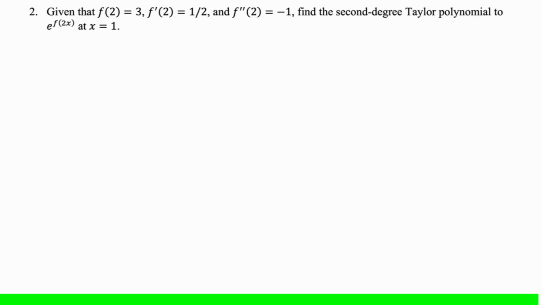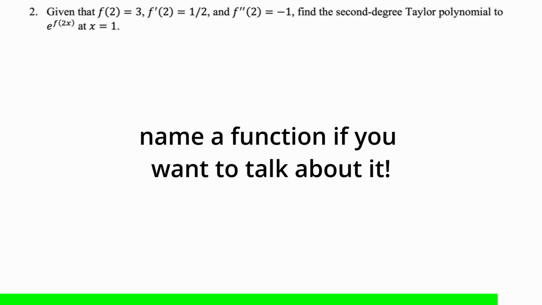Given that f of 2 is 3, f prime of 2 is 1/2, f double prime of 2 is negative 1. We want to find the second degree Taylor polynomial to e to the f of 2x at x equals 1. First thing I'm going to do is I'm just going to say that g of x is that thing so I can talk about g of x.